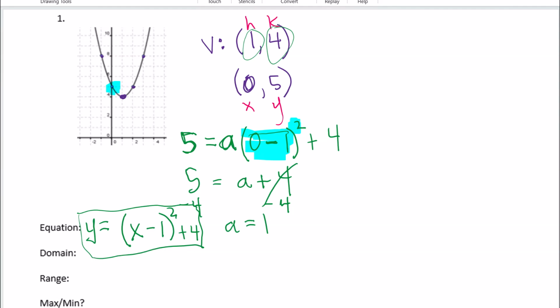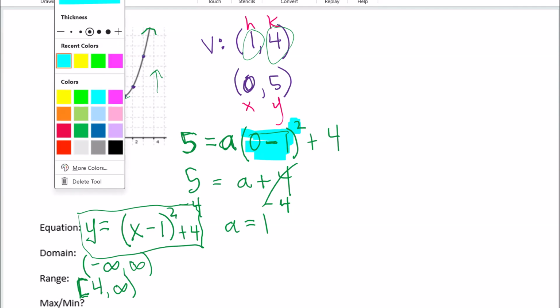And then domain, it will keep getting wider and wider. So our domain is going to be negative infinity to infinity. Our range is the lowest y value it goes to is 4. Then it goes up forever. So our range is going to be 4 with a bracket to infinity.